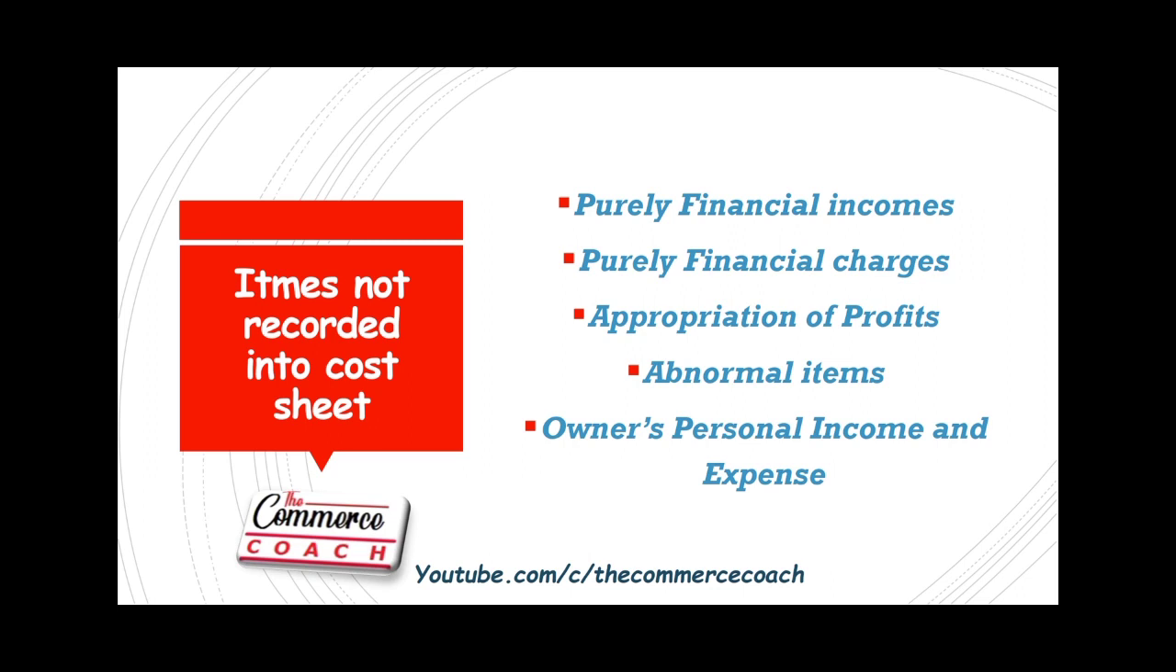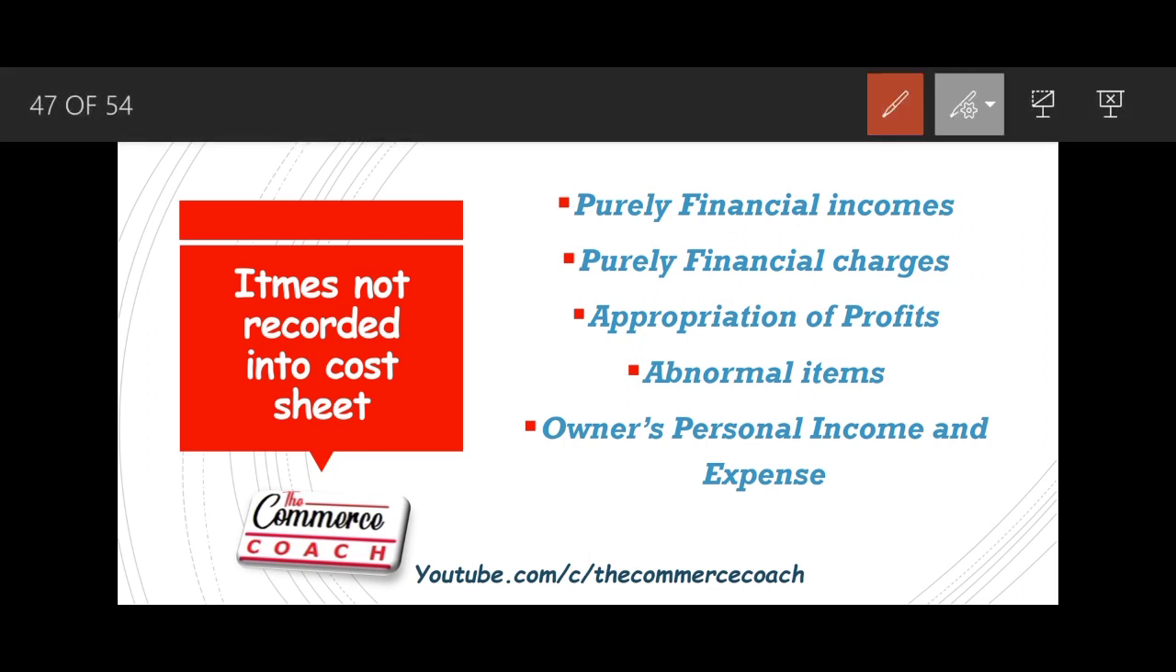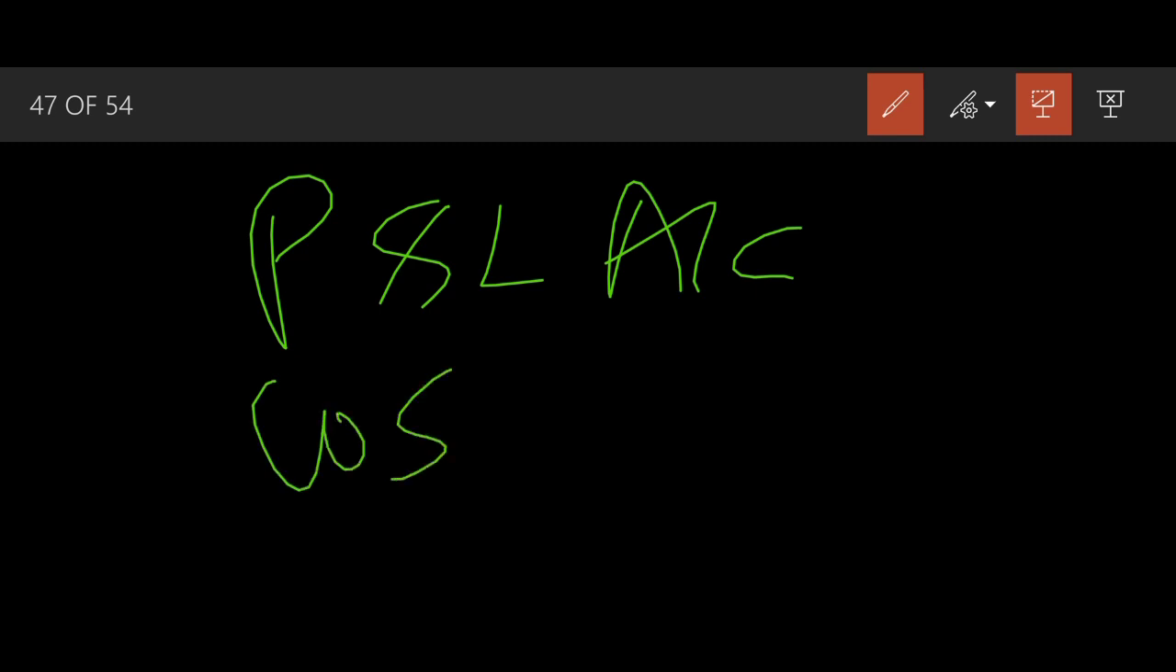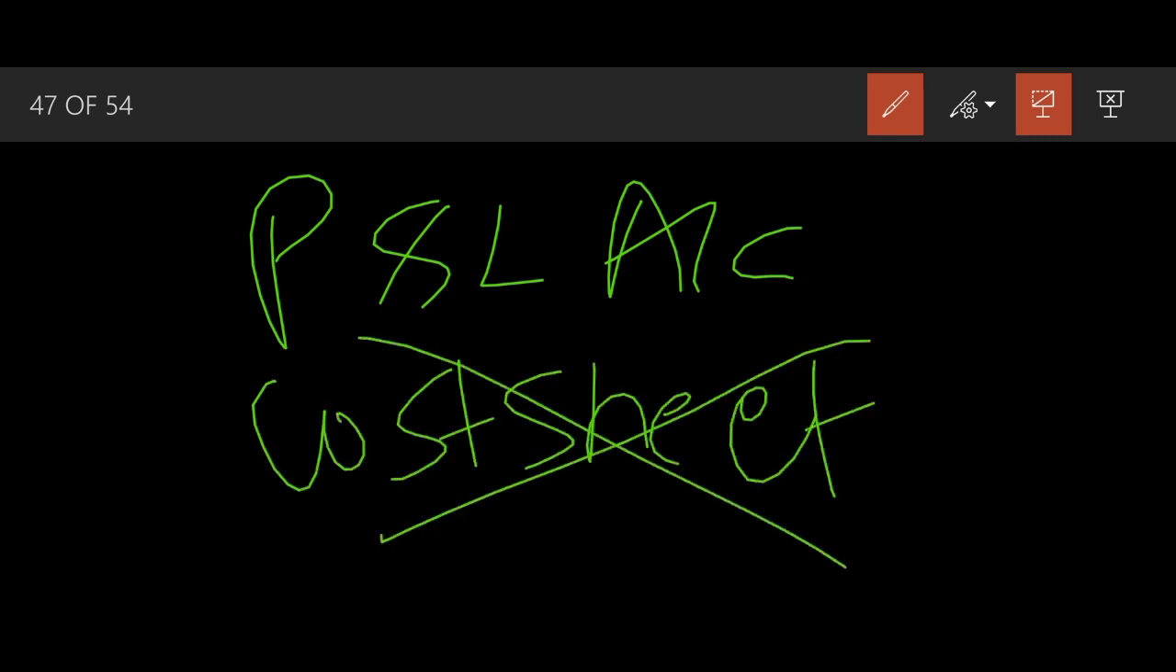Now, items not recorded in the cost sheet. So basically how is the cost sheet different from the profit and loss account? Here the point comes. The profit and loss account records certain items which the cost sheet does not record. Okay, so they will be recorded in the profit and loss account, but they will not be recorded in the cost sheet.